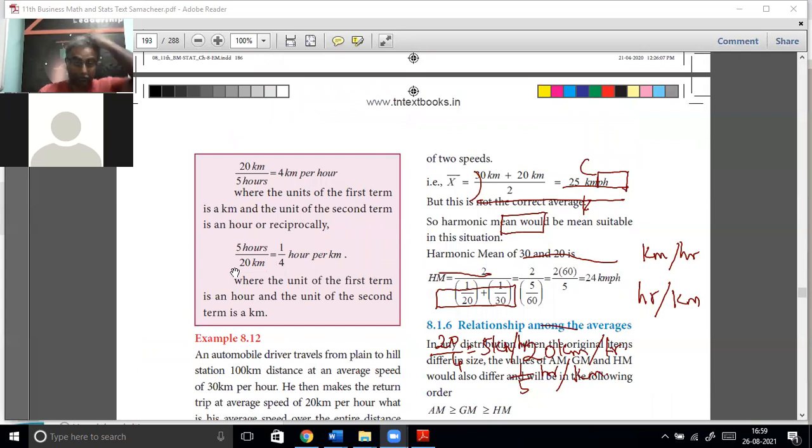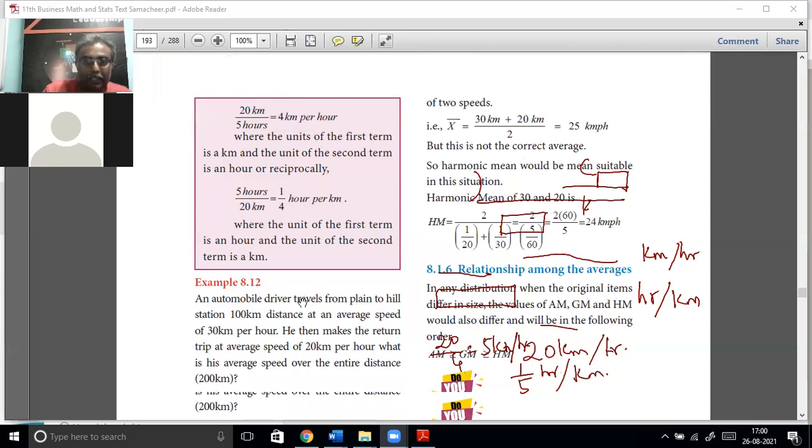5 hours by 20 kilometers, you can get the reciprocal. So 1/4 hour per kilometer. When you can get that, then you can do harmonic mean. That is one more test for using harmonic mean. So speed, profits, average of the change of profits, average in change of speed, all of that you should immediately think of harmonic mean.